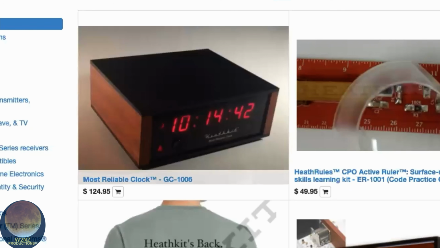Well, let's see. Do we see the Heathkit page? Did I share the right page? Yep, that's the clock that I bought.